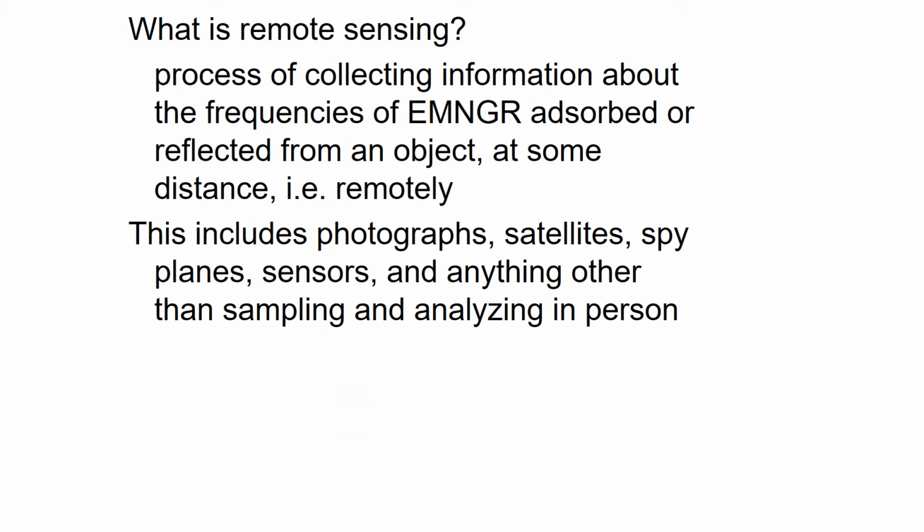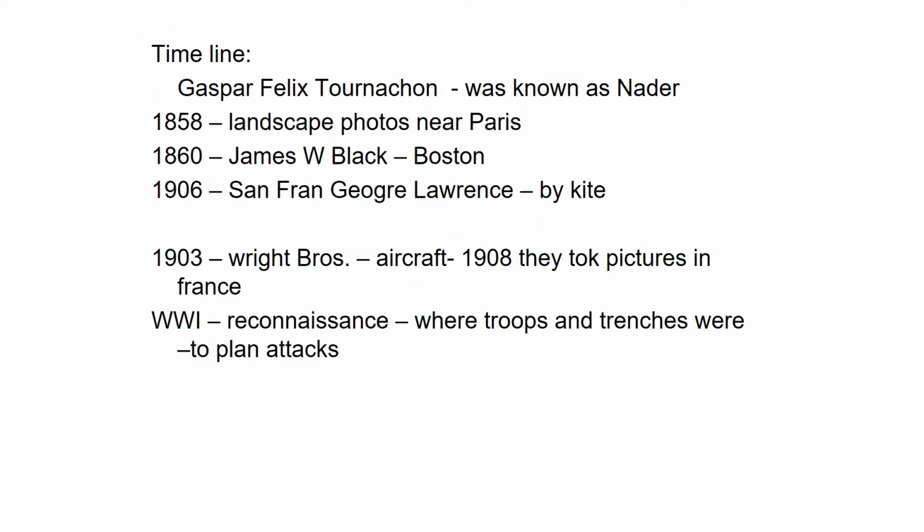So if we ask what is remote sensing, it's a process of collecting information about frequencies of electromagnetic energy absorbed or reflected from an object at some distance, i.e. remotely. This would include things like photographs, satellites, spy planes, any number of sensors, and anything other than sampling and analyzing an object in person. If we look at the timeline for how this all kind of gets started, Gaspard-Félix Tournachon, also known as Nadar, began in 1858 taking landscape photos near Paris.